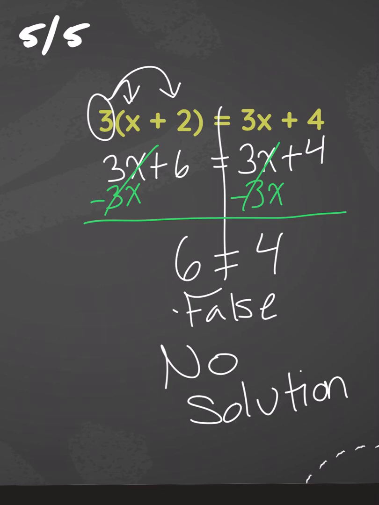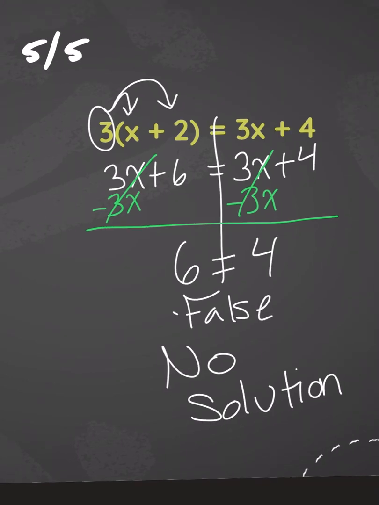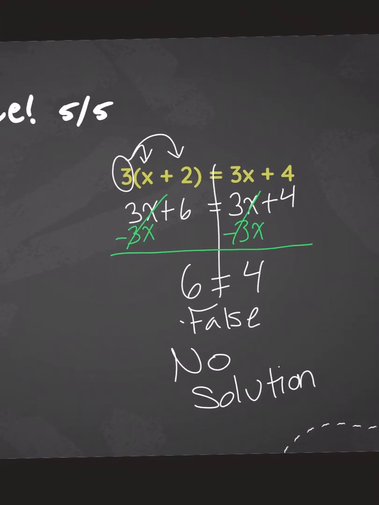So we have infinite solutions and we have no solutions. How can you tell when it's one or the other? When it's infinite, it's true, but when it's no solution, it's false. Exactly. True statements give us infinitely many, and false is no solutions.